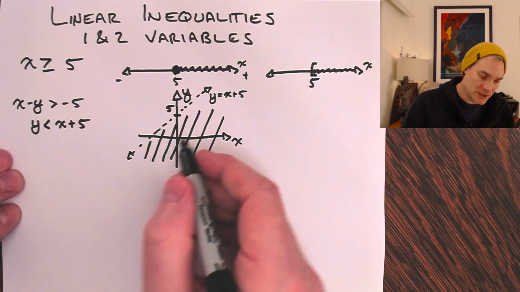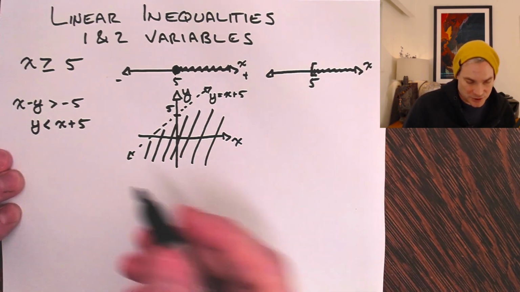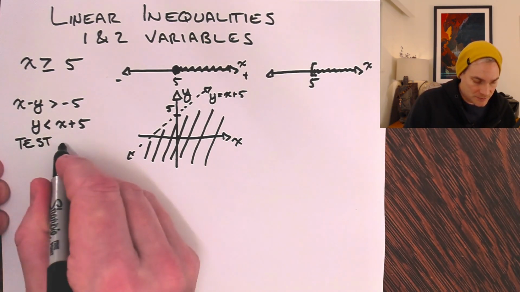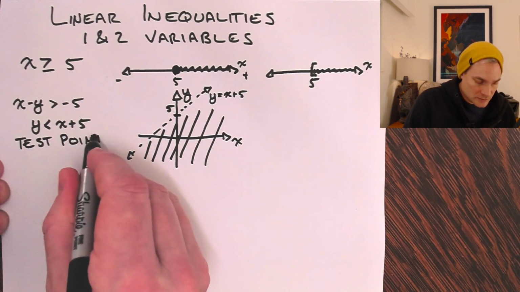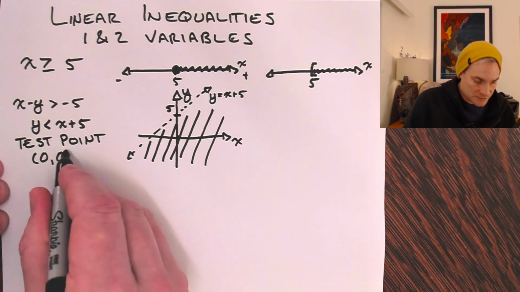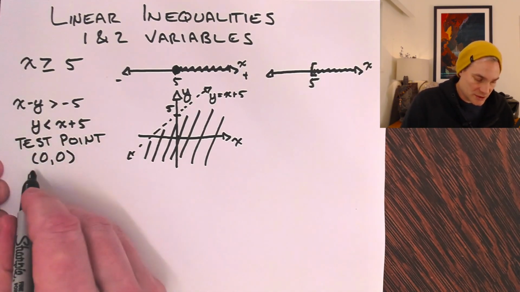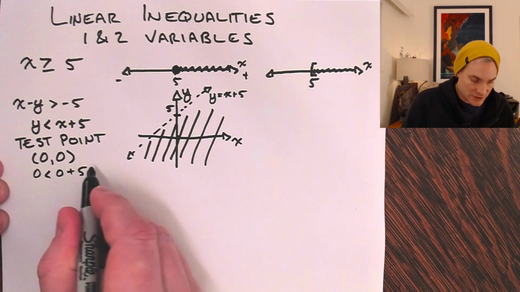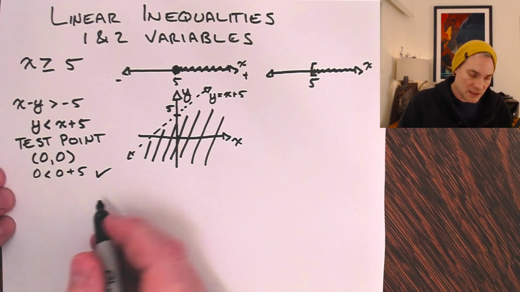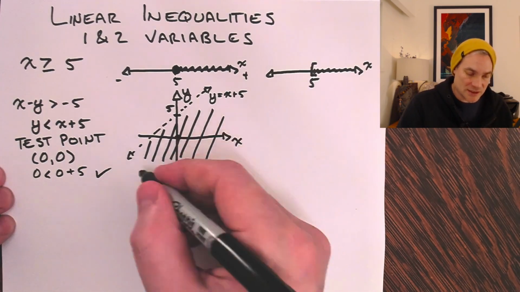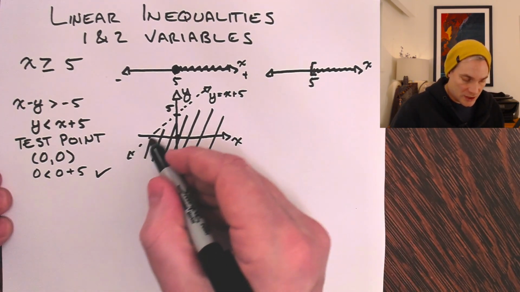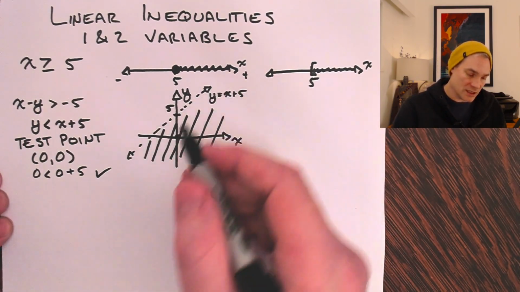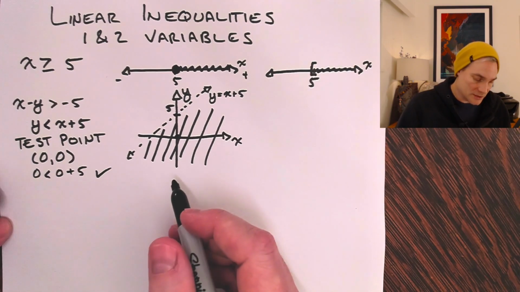So we can do a test point. So I always use the easiest points I can. So if we tested a test point of (0, 0). So we put (0, 0) in here, and that's y is 0, and is that less than 0 plus 5? And that is less than. So that shows us that this point is in our solution space. We dotted it because we cannot equal that point. We cannot equal anything on this line. Our solution space does not include the line.